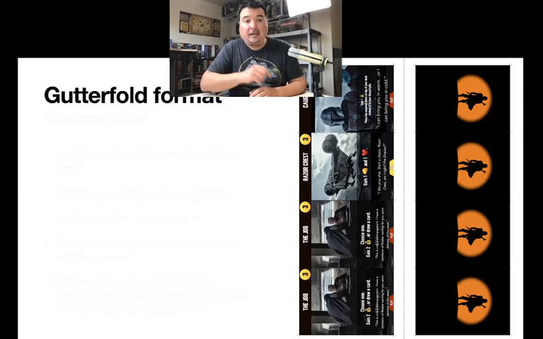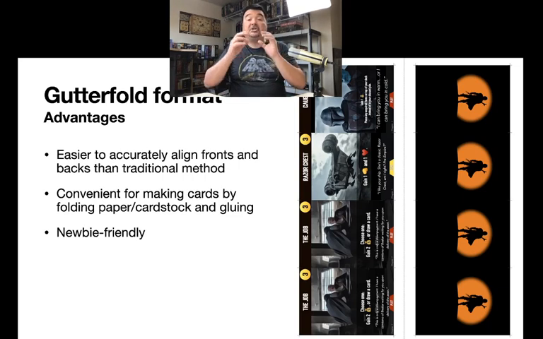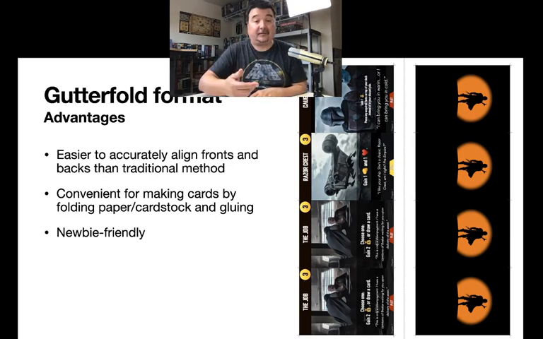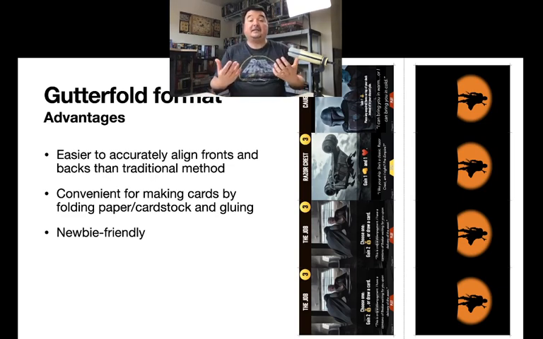Now, what are some of the advantages of the Gutterfold format? Well, they are much easier to align the fronts and the backs because they're printed on the same page, right? And that makes it convenient if your preferred method of making the cards is by printing to paper or cardstock and then folding them. Basically, if you're not going to laminate them, right?